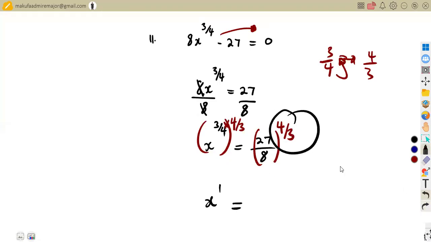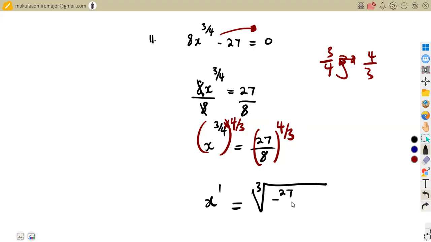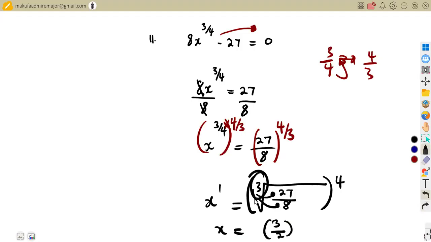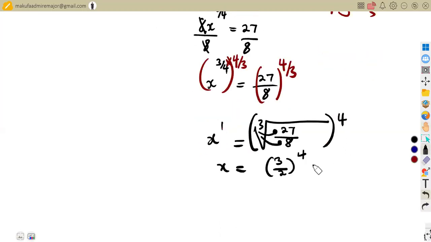From our rational exponent, the denominator is going to be part of the root sign. So it's going to be the cube root of 27 over 8, everything being raised to the exponent of the numerator, which is 4. The numerator is the exponent, the denominator is the number in the root sign. So x is equal to, we need to find the cube root of each number: the cube root of 27, which is 3, the cube root of 8, which is 2. There is no plus or minus for the cube root. And everything that you obtain must be raised to the exponent of 4. There's already an exponent there, so let's raise everything to the exponent of 4.